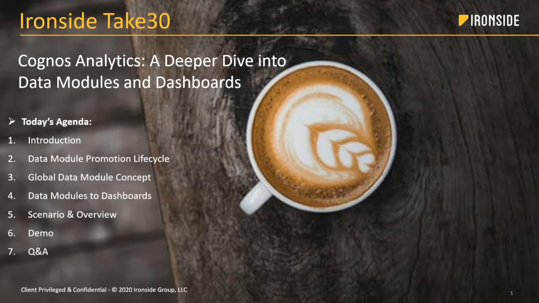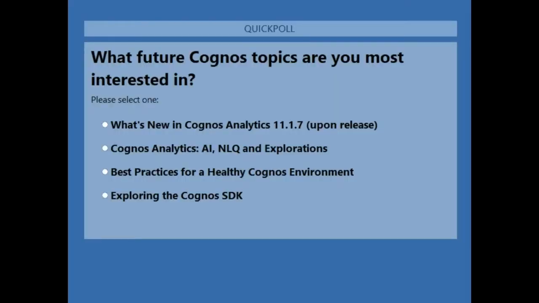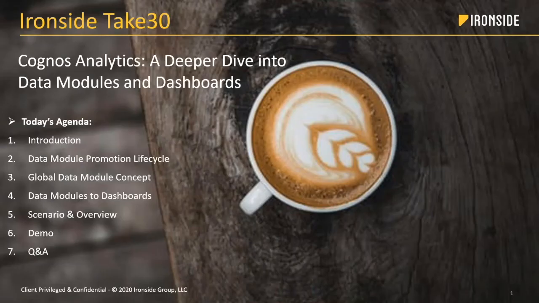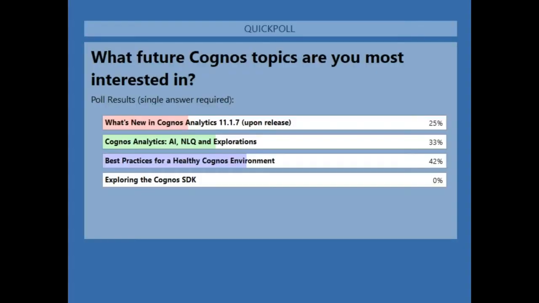Before I hand it over to Glenn, I want to launch a poll. The poll is: which future Cognos topics would you like to have us cover? Let me close the poll and share the results. So it seems like the majority of folks want to know about best practices for a healthy Cognos environment, followed up by some of the new features, so AI, natural language query, and explorations in Cognos Analytics.